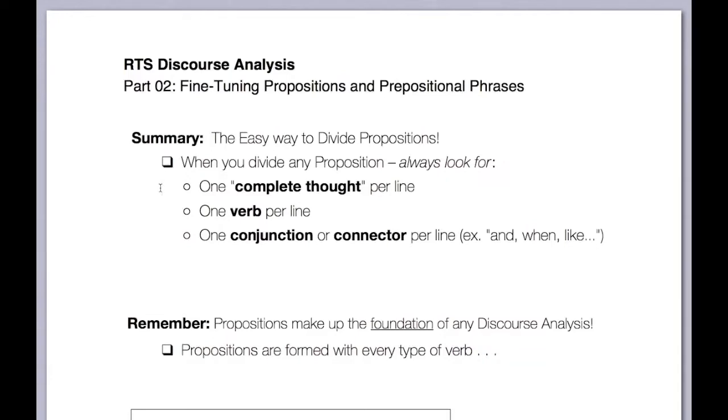when you want to find your propositions, start by feeling it out and looking for one complete thought in every line. Secondly, make sure you can locate only one verb per line. And then finally, pass over your work a third time and make sure you have one conjunction or connector that starts every line. And those are going to be your key words, things like and, when, therefore, and so on.